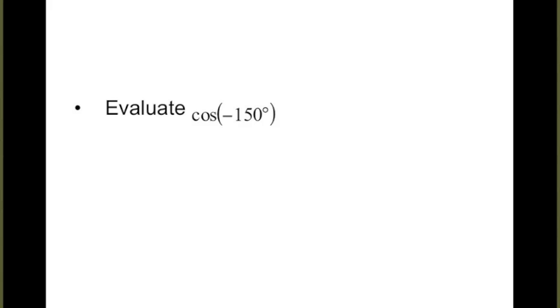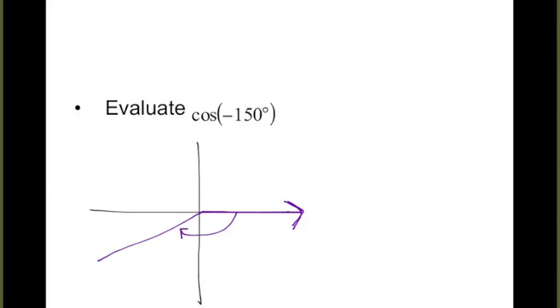Okay, so for this one, we're going to start by graphing our angle. To graph an angle, we start at the 0 line. This is a negative 150, so I'm going to go around clockwise 150 degrees, which lands me about here. Connect to the x-axis, always to the x-axis. Never connect to the y-axis.